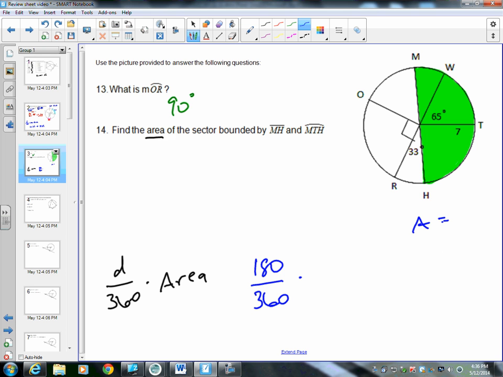The area, which is the area of the circle, is pi r squared. The radius of the circle we said was 7, just like before. We're going to square that. 7 squared is 49, and we keep our pi. That is the area of the circle. We can now plug this into the calculator and find an answer. So 180 divided by 360 multiplied by 49. Let's go ahead and keep it in terms of pi. We end up with 24.5 pi.